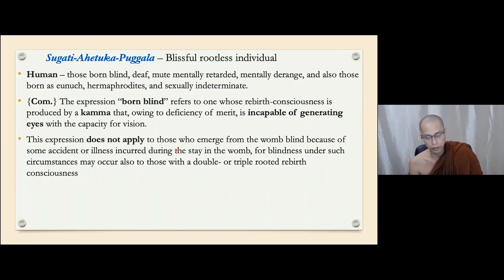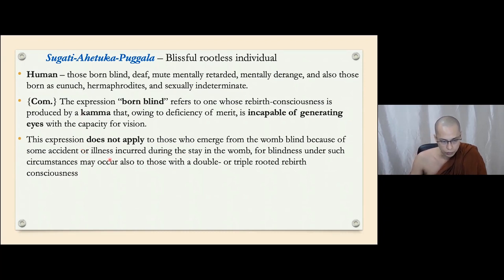and say he was born from the mother's womb as blind or deaf, that's why he is sukati ahetuka. We cannot decide in that way, because it is possible that during the stay in the mother's womb the condition of the eye sensitivity and ear sensitivity changes. The only reason we can recognize him as a sukati ahetuka is if he was blind due to the karma from the beginning of the life, or he was deaf due to the karma from the beginning of the life.